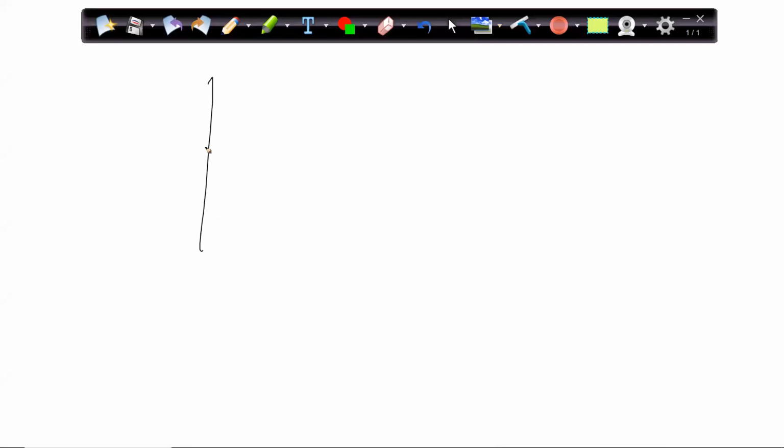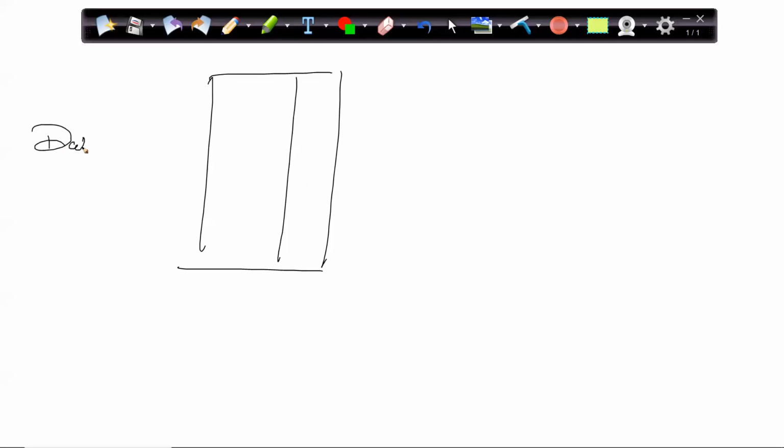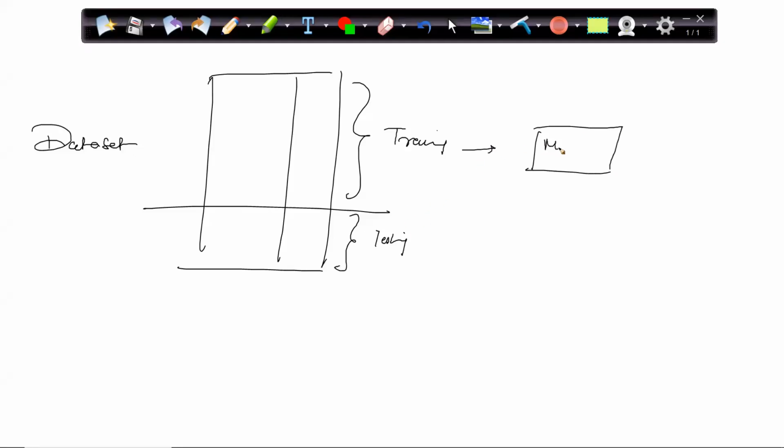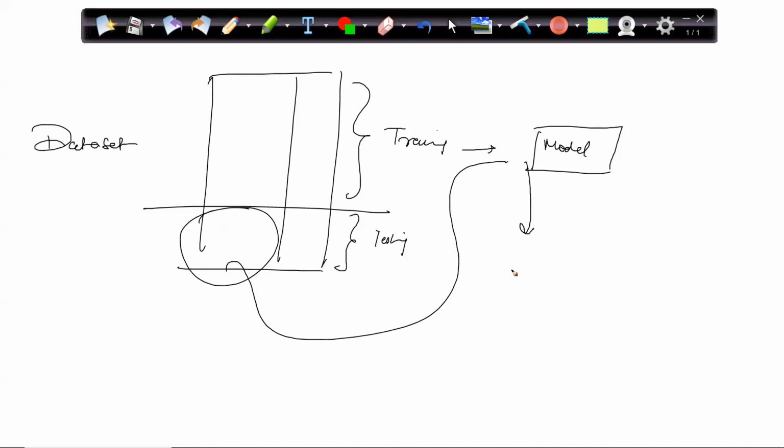Obviously, the reason is we have the entire data set. This is my data set on which I am going to train the model, and this will be broken down into two: one is your training data set, and second is the testing data set. I'll create the model using the training data set. Once the model is ready, I will pass the testing data set into the model, and I will get some predictions.